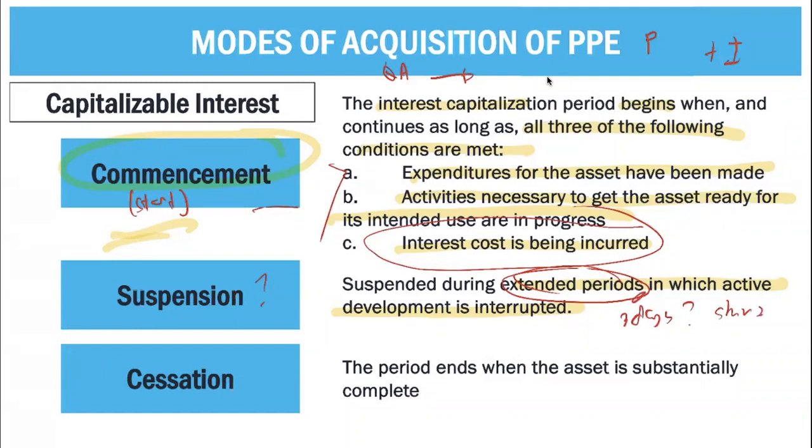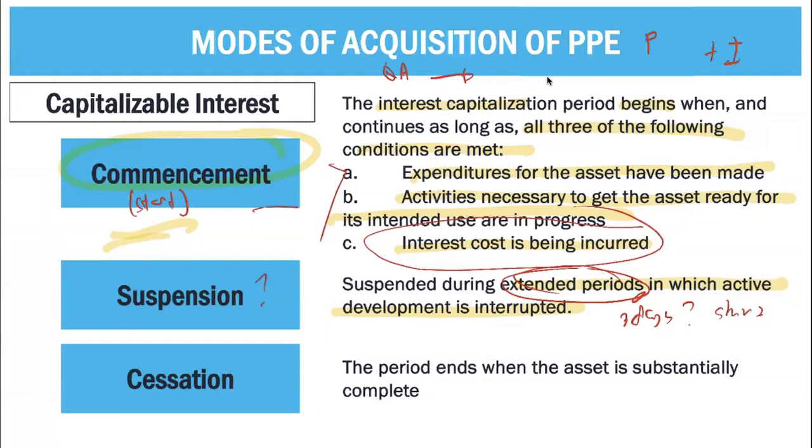Okay? So when we say extended period, you really stop constructing. For example, you are constructing a building and you stop constructing for 3 months. That particular 3 months is considered an extended period in which the development is really interrupted. If it is really only a short period, then you do not suspend.